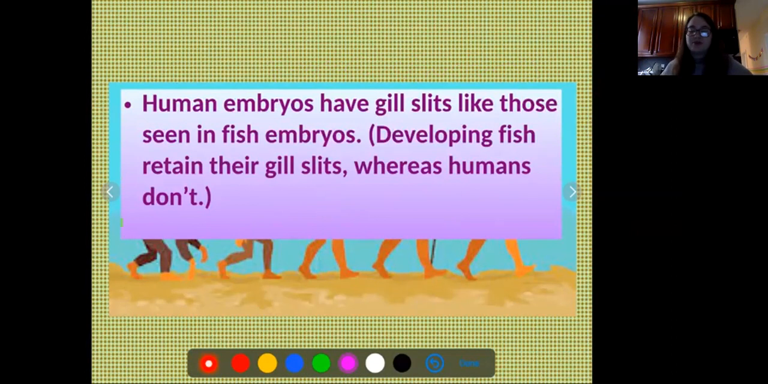All right, human embryos have gill slits like those seen in fish embryos. Developing fish retain their gill slits, whereas humans don't. So remember, this is what we were talking about with embryology, how all of these organisms look very, very similar as they go through development. What type of evidence do you think this is, that we're able to look at that embryology and figure out the similarities and differences?